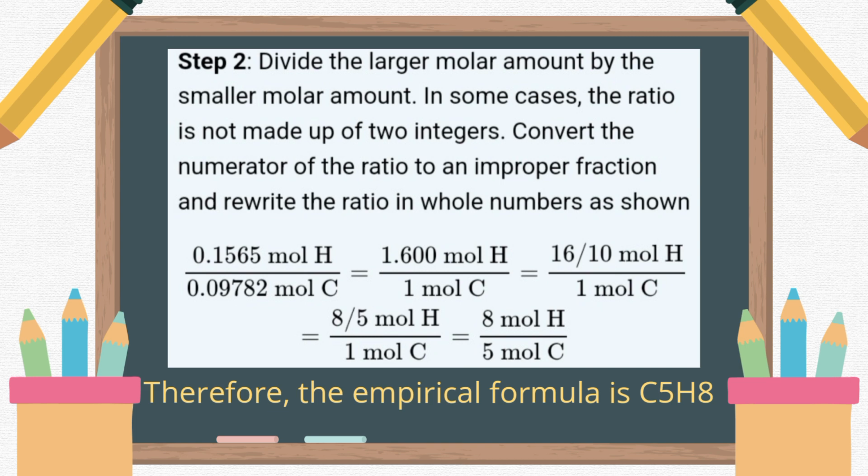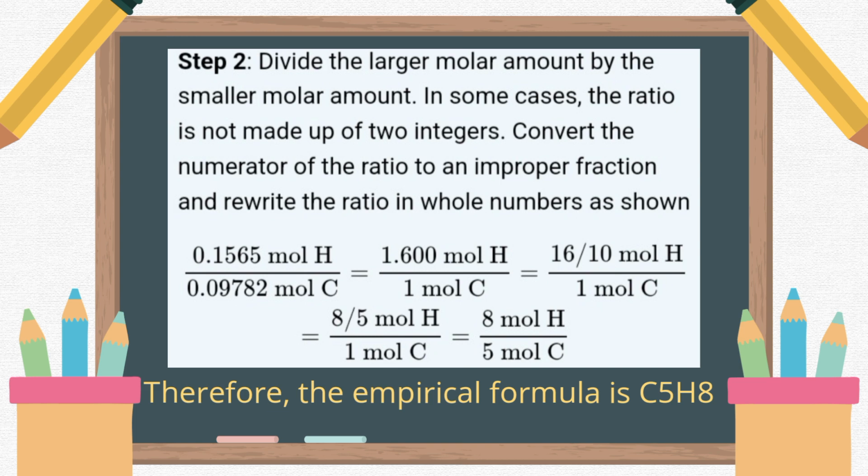So, diba, sa first step is ato i-determine ang moles of hydrogen and carbon. So, sa hydrogen, ang iyang moles is 0.1565 and ang moles sa carbon is 0.09782. So, imuhang i-divide ang larger molar amount which is 0.1565 by the smaller amount which is 0.09782 moles of carbon. So 1.600 moles of hydrogen over 1 mole of carbon. So mao na ang iyahang answer.